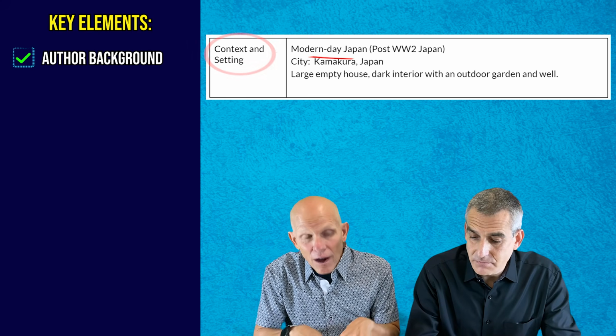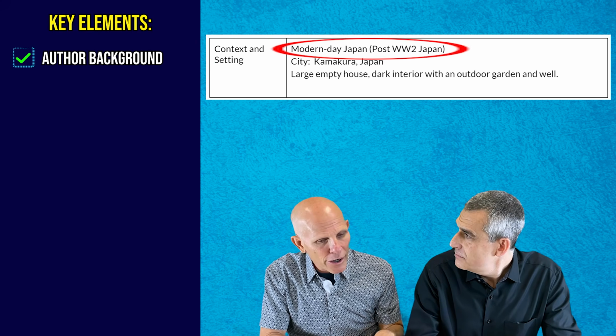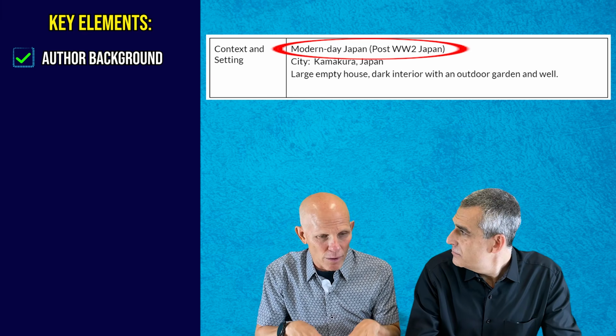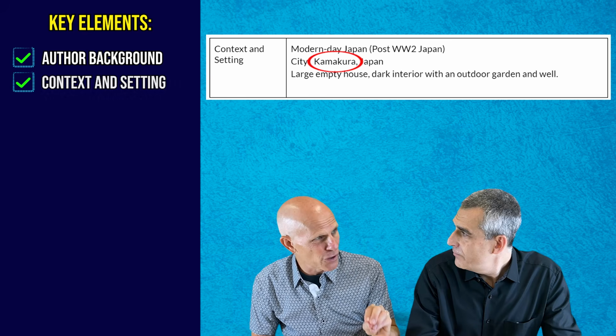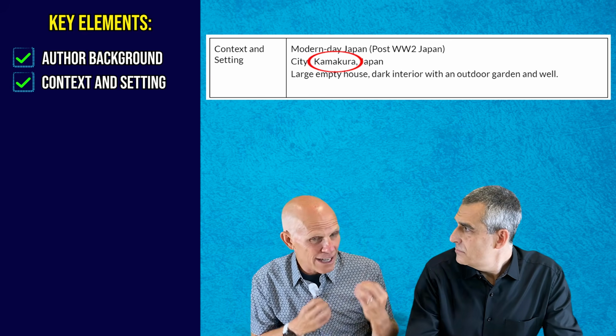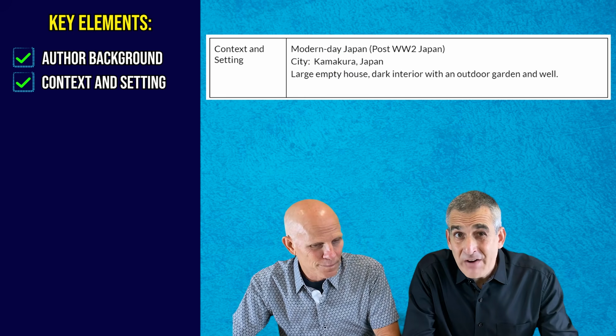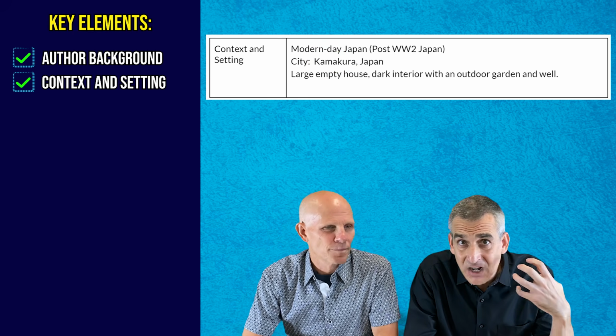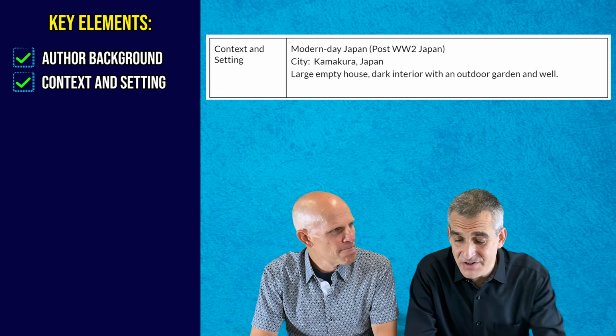In this case, in A Family Supper, this is, again, modern day Japan, but it's post-World War II. This is part of the setting that we want to think about. It's also Kamakura, Japan. Kamakura has a lot of rich cultural significance in Japan. Right, so you want to be thinking about, in your text, where has the author placed the story? What is the setting? Talk about the context, and how is that relevant to answering different types of questions?